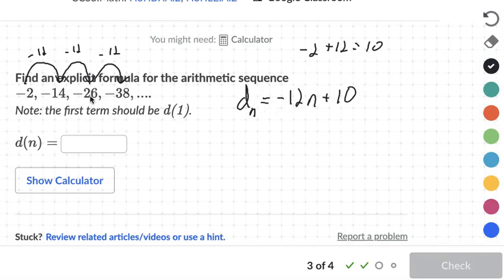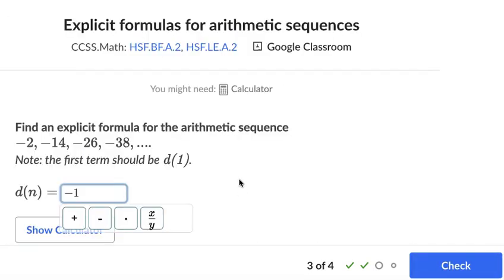I always like to check the third term. So negative 12 times 3 is negative 36, plus 10 does equal negative 26. All right, so we have our formula, negative 12n plus 10.